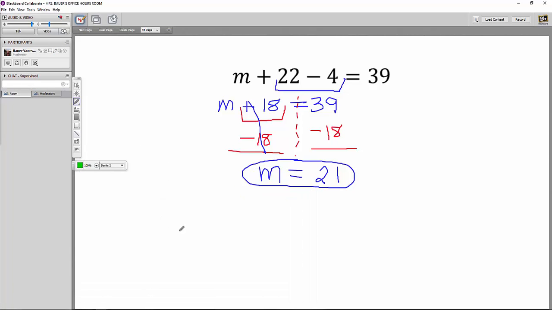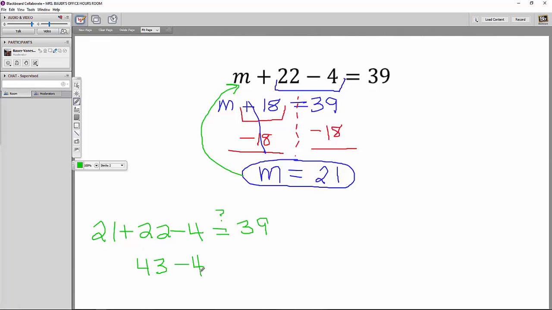Remember that we need to test to make sure that our answer is correct. So we're going to plug it back into the original equation and see if it equals. So we're going to say 21 plus 22 minus 4, and we're going to ask, does that equal 39? 21 plus 22 is 43. Does it equal 39? And then let's see, what's 43 minus 4? Well, type that into the calculator, and for sure, you're going to get 39. Since 39 equals 39 is a true statement, that means that yes, our answer is correct. If for some reason you ever get something that does not match down here, that means your answer is not correct and you need to go back and find your errors.